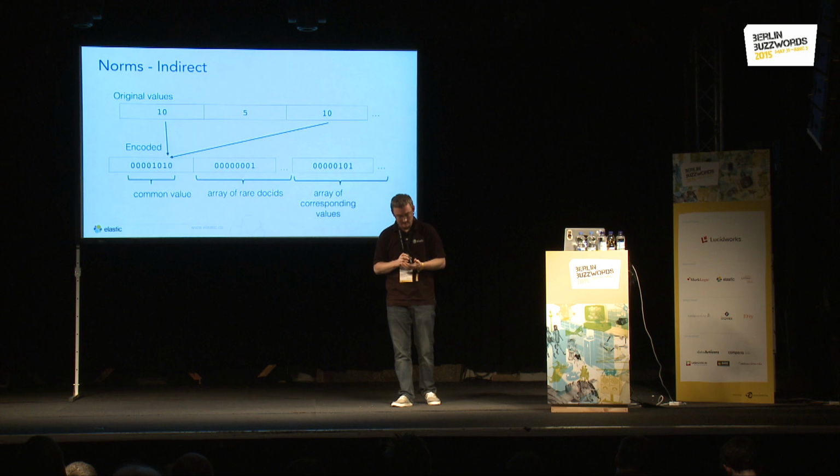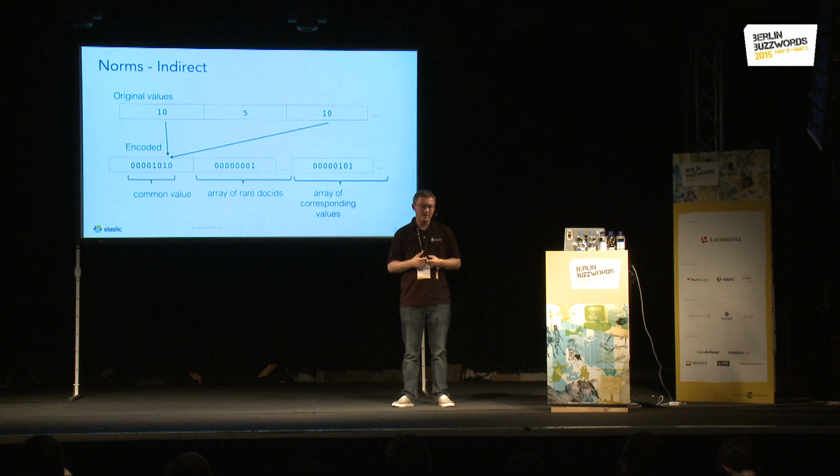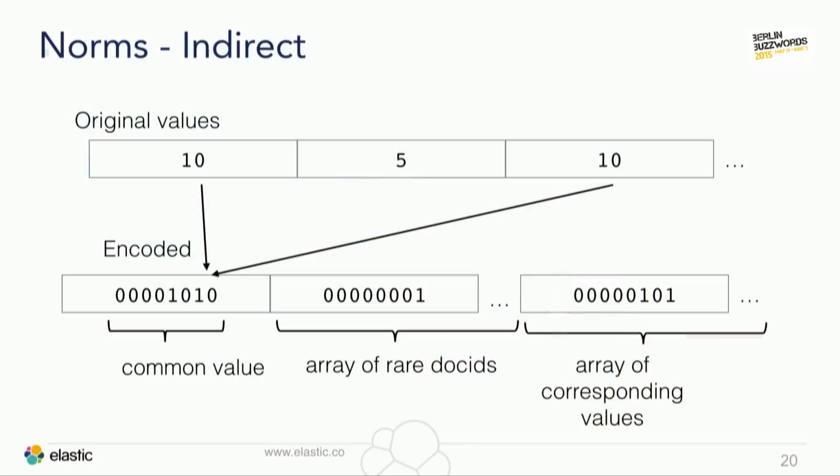Indirect is a little bit more complicated. So the idea here is that if we have a value that's very common, but it's not the only value we see. So here we have 2 10s and a 5, right? Imagine we had tons more 10s. In fact, the trigger that we use is 97%. It was kind of randomly chosen, but tested. So if we see 97% of the documents have one value, then we'll just encode that common value.